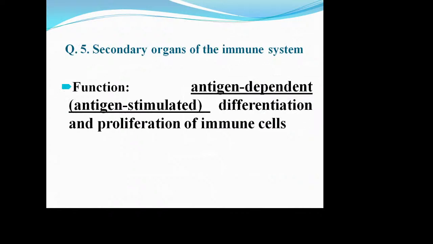Another group of organs are the secondary immune organs. The main functions of secondary immune organs are antigen-dependent or antigen-stimulated differentiation and proliferation of immune cells. It means that immune cells are proliferated and differentiated when antigen is present, and they are stimulated by the presence of antigen.